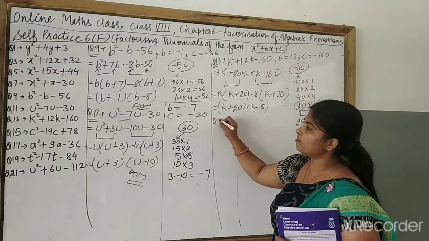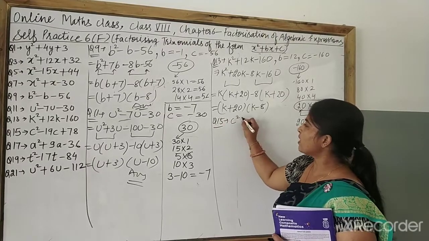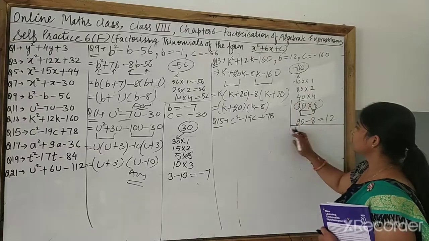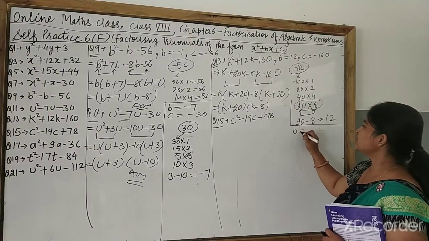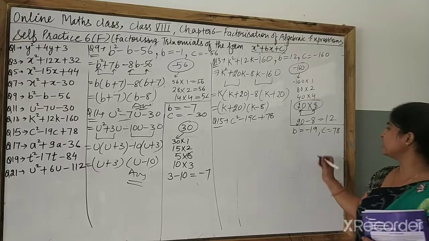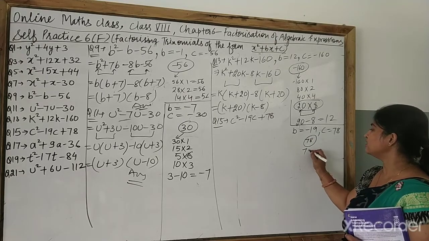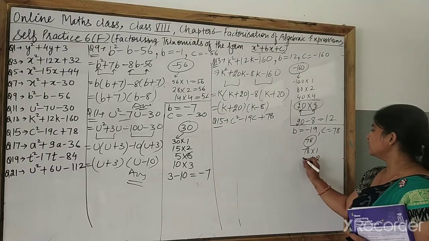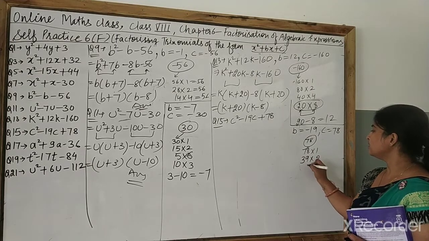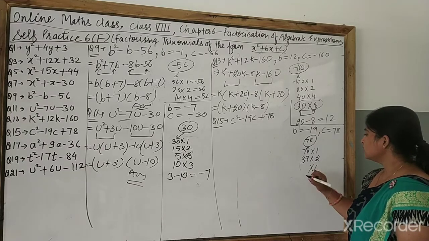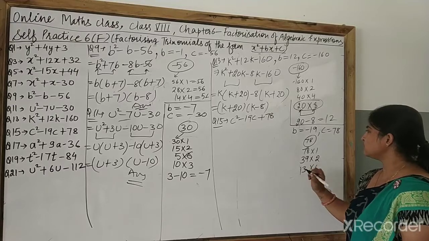Okay, question number 15 is c square minus 19c plus 78. So what we have to divide? First of all, what is b? b is minus 19 and c is 78. Okay, so we have to split 78. 78 is 1 times 78. Okay, 78 is 2 times 39. Then if we are doing with 6, it will be 13 times 6.